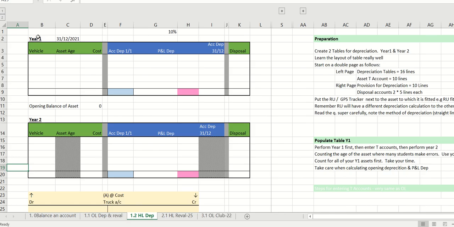Okay, so without further ado, let us start. Our first table, table 1, we've got our vehicles. I call everything vehicles, as you'll know from my other videos. These are trucks. So here we're going to have truck 1. Truck 1 has an RU fitted to it. We're going to have truck 2, truck 3, and then we bought truck 4 during the year. That's all that's in the mix for the first year. Then we're going to calculate the age of each of those assets, and we're going to enter the cost of each of the assets. So we'll just pop in the costs first.